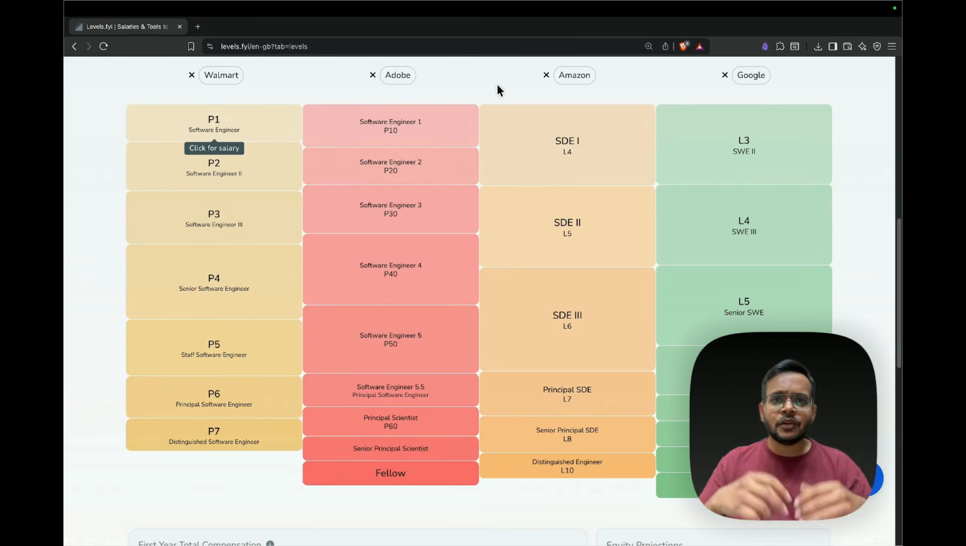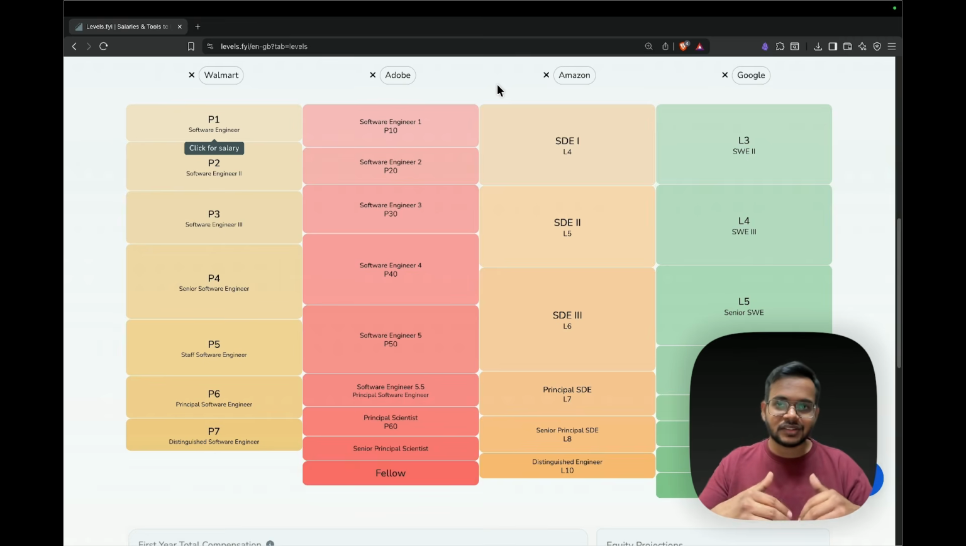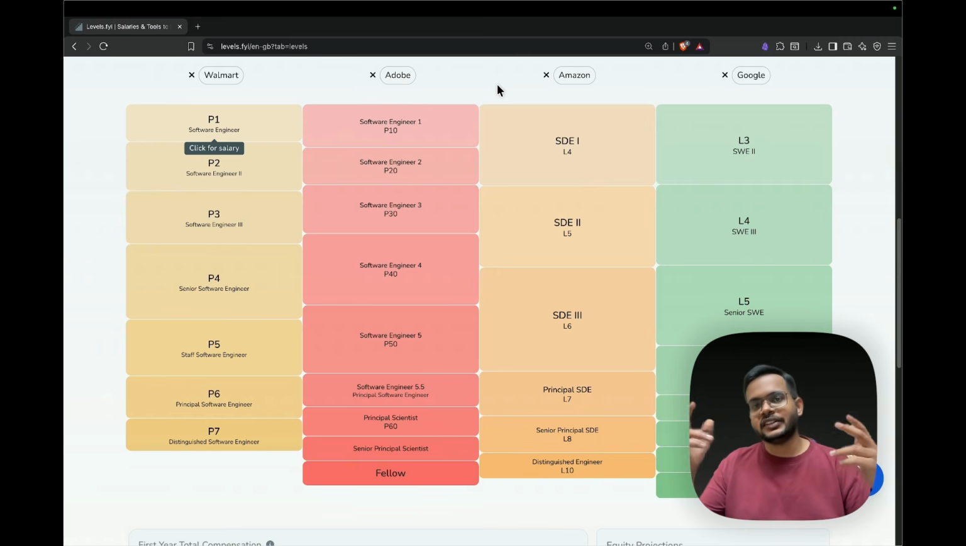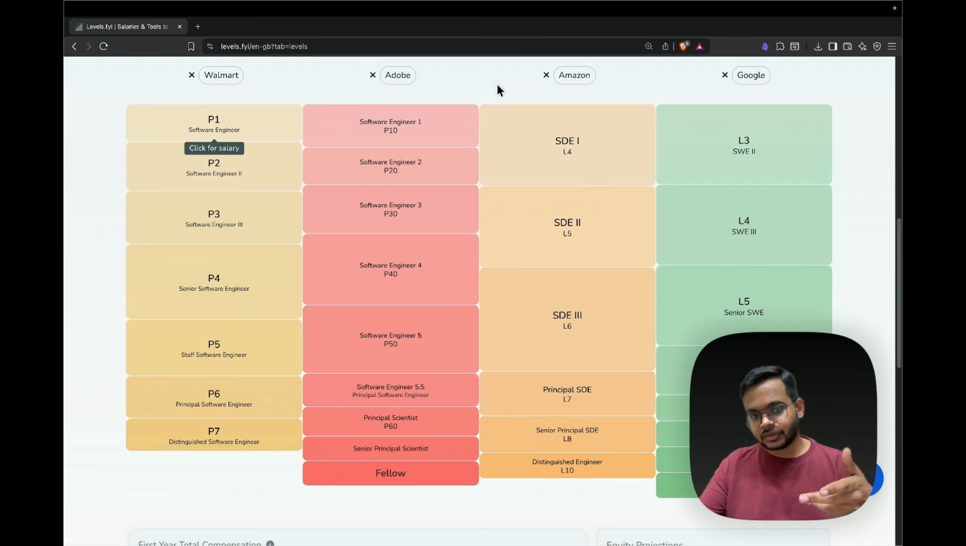And then we have MTS 2, which is a mid-level engineer, 2 to 5 years of experience. Again, it maps to SD1 for Amazon and SWE2 for Google. Then you cross to the next track, which is the Computer Scientist track. Here, the experience starts from 5 to 7 years for Computer Scientist 1. This was the role that I joined Adobe at. It is P30.